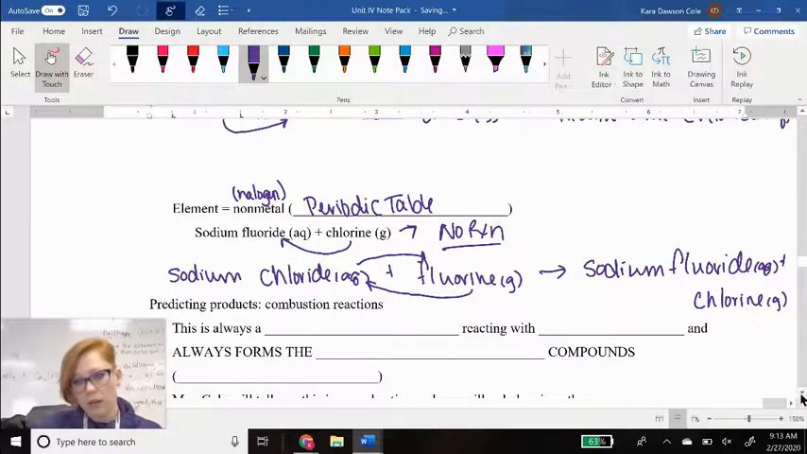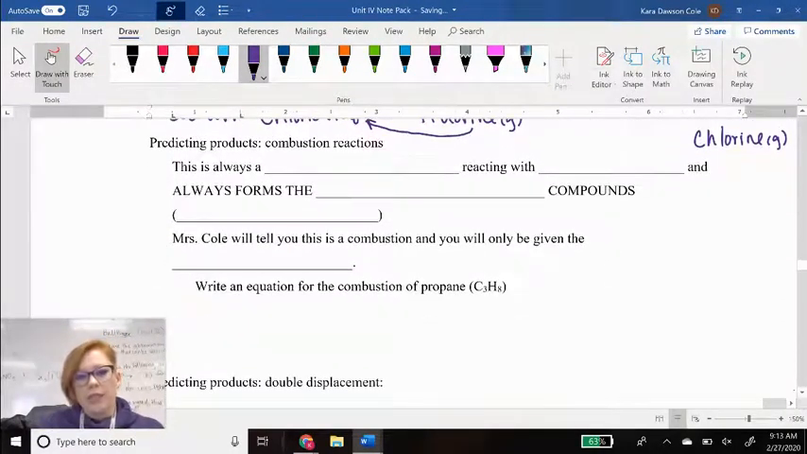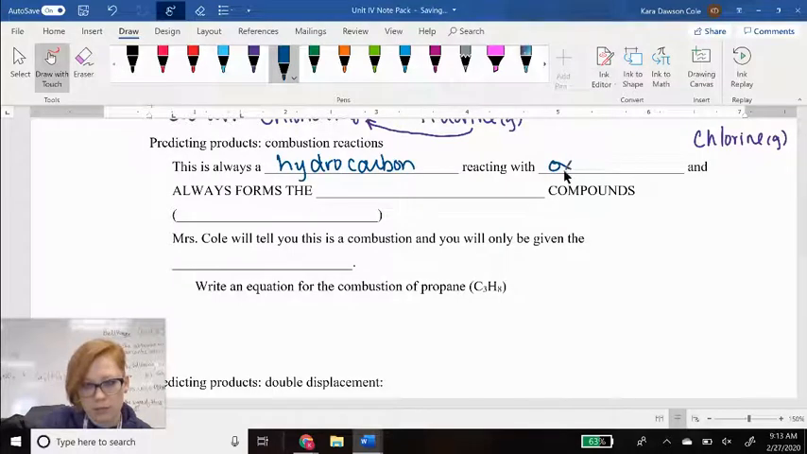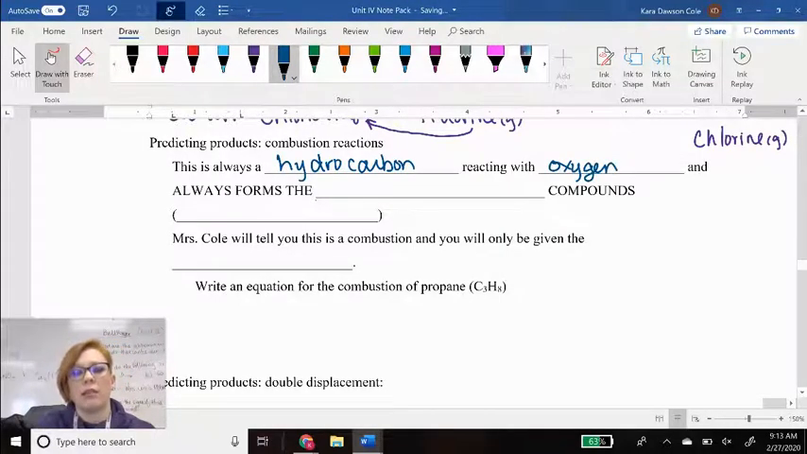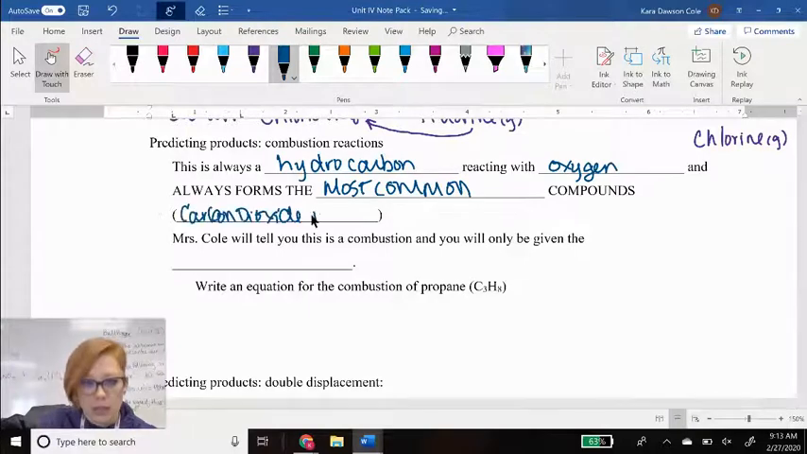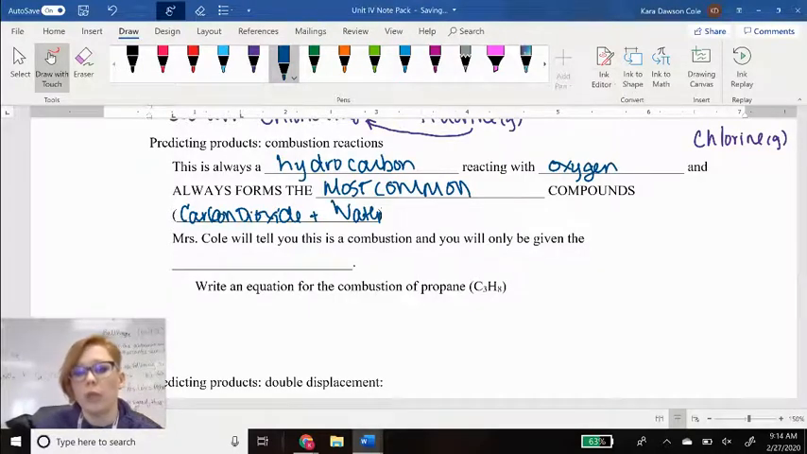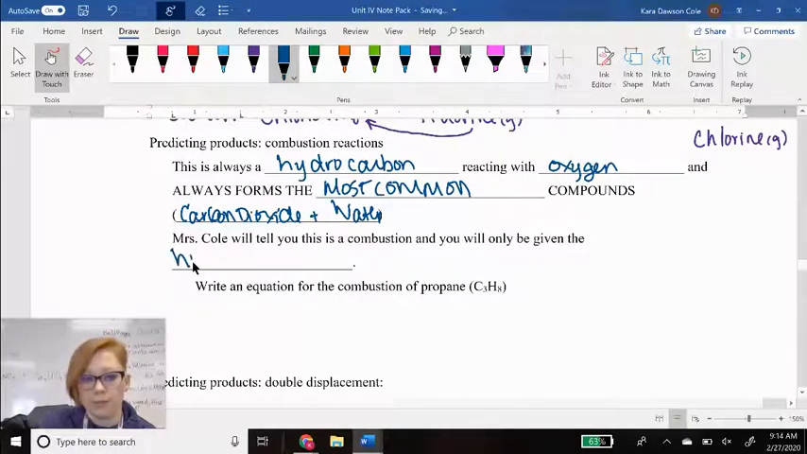All right. So predicting products for a combustion reaction, they are always the same. This is always a hydrocarbon reacting with oxygen, and it always forms the same compounds, and they are the most common compounds. You breathe one out every day, carbon dioxide, and you drink one every single day, water. They always form the same compounds. I will tell you that this is a combustion reaction, and you will only be given the hydrocarbon.